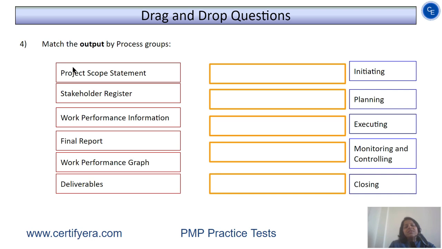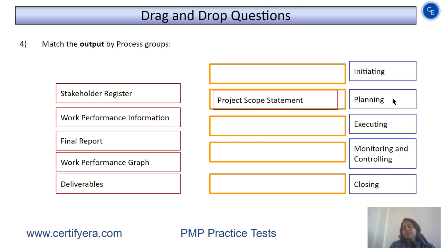So let us start with the first item, that is project scope statement. Project scope statement is a project document or project artifact that we create so as to document the scope of the project in detail. And we do this activity as part of the planning phase. This document is created in the planning phase of the project, so it belongs to the planning process group.